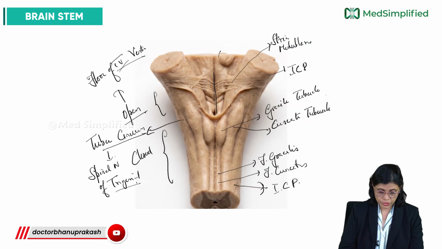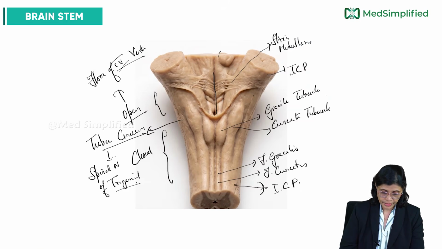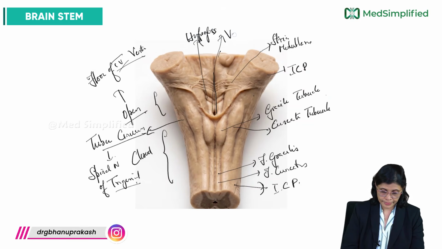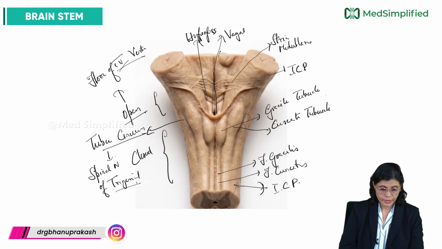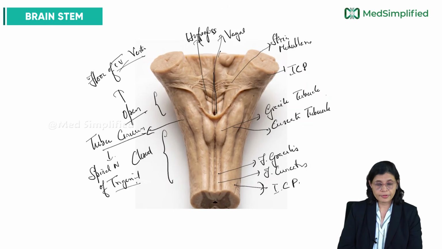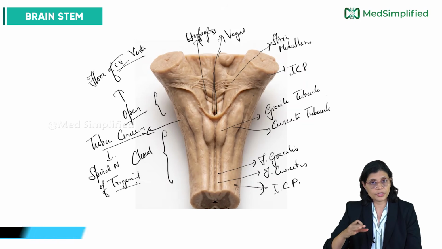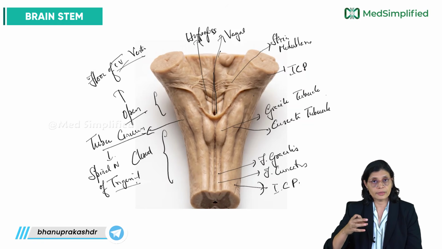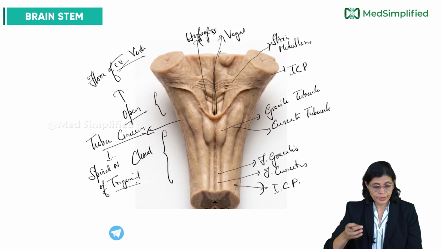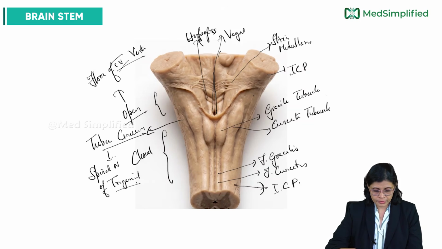And we see two triangles, that is the hypoglossal as well as the vagal triangle. So here we will have the hypoglossal as well as the vagal triangle in this part. And also here we will see an area which is known as the area postrema. So basically this hypoglossal and vagal triangles will be having the nuclei of those specific cranial nerves, and area postrema is the center for vomiting.